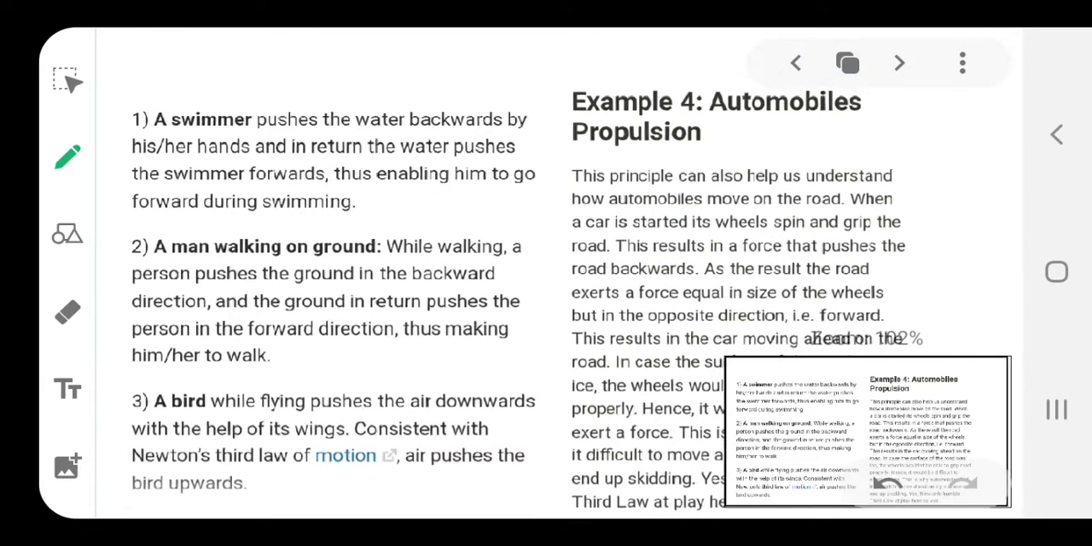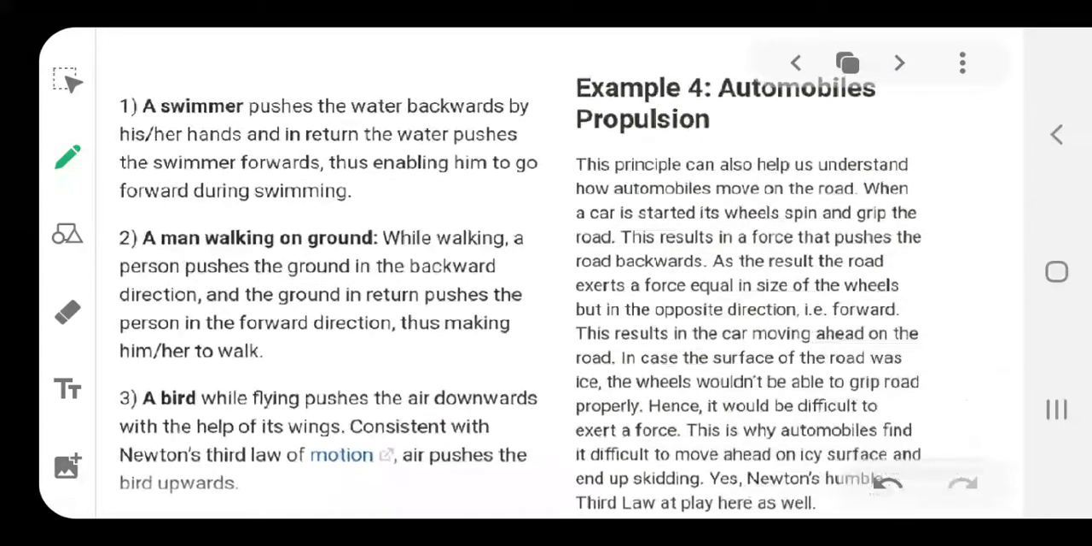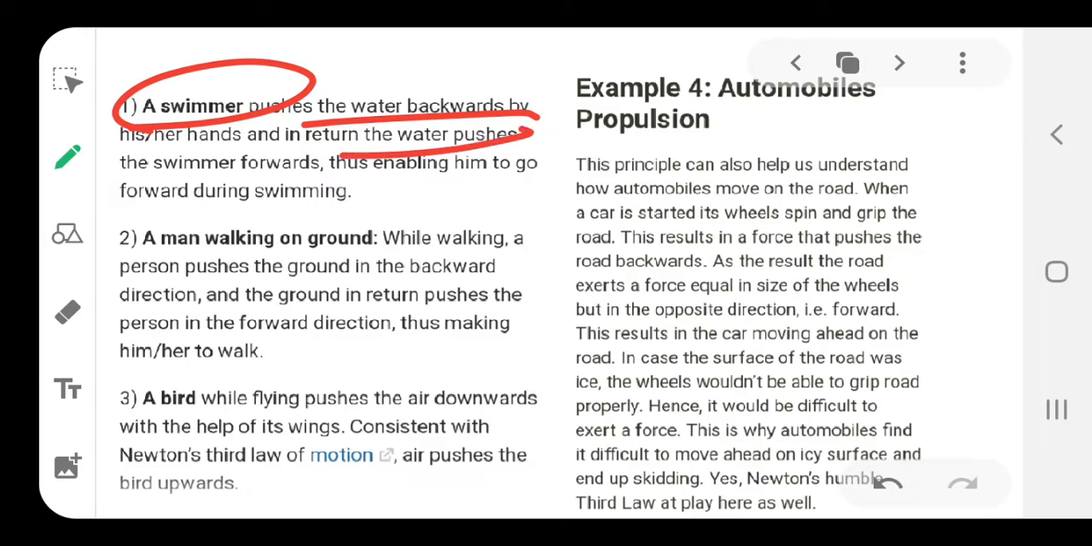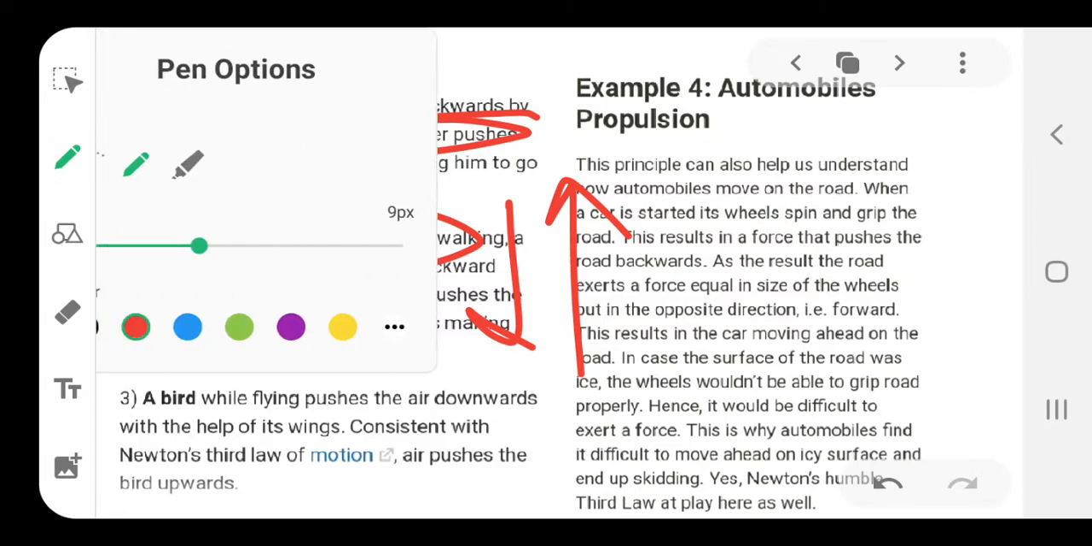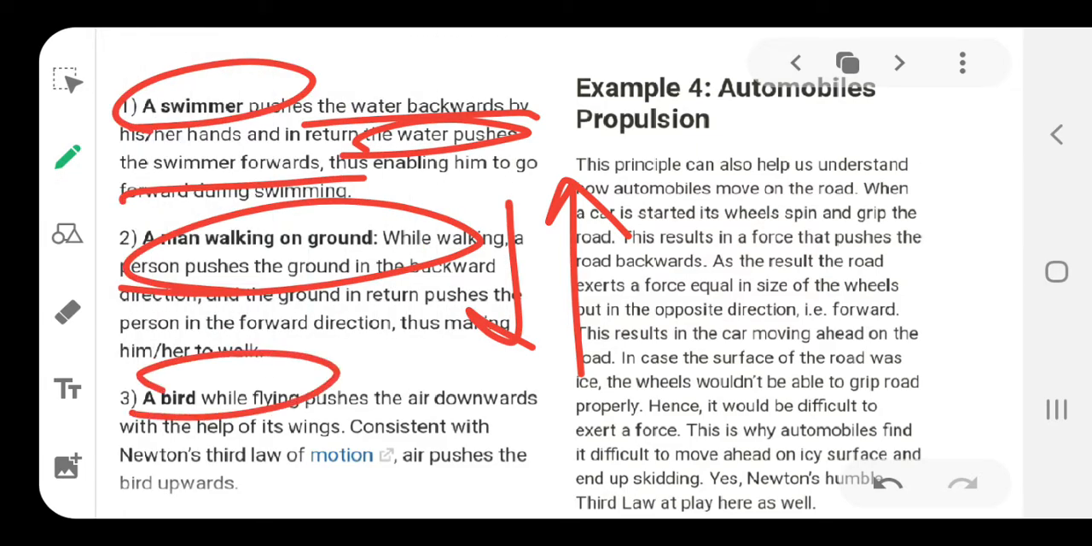Now these examples are again for the third law. You should know that in the case of swimming, the water is pushed backward by the swimmer, and in turn the water pushes the swimmer forward. For the man walking on the ground, I have told you, he applies force on the ground and the ground gives a force back. The same is the condition with a bird flying, which should also be known to you.